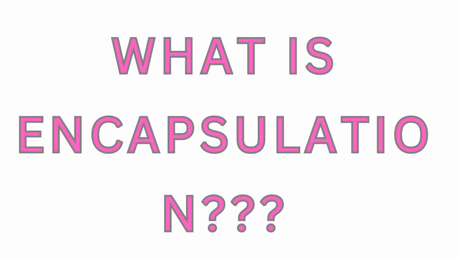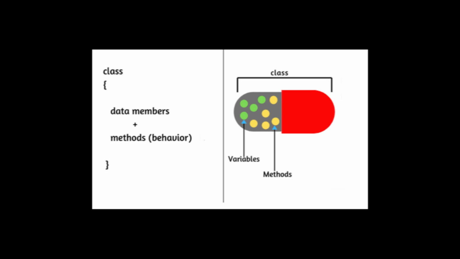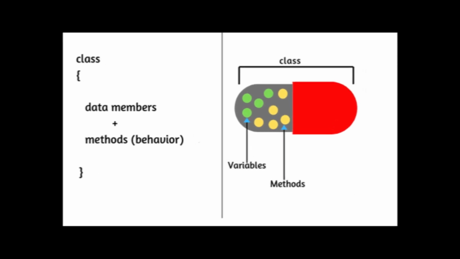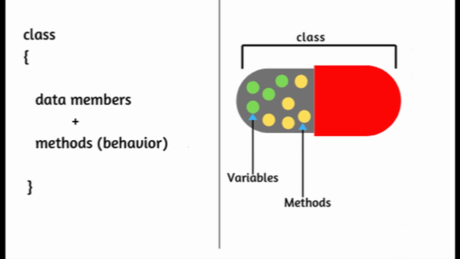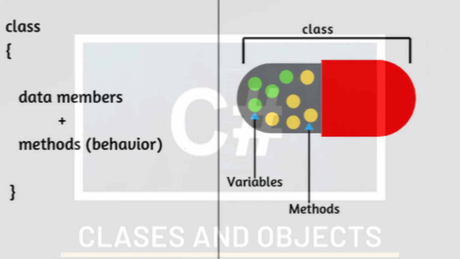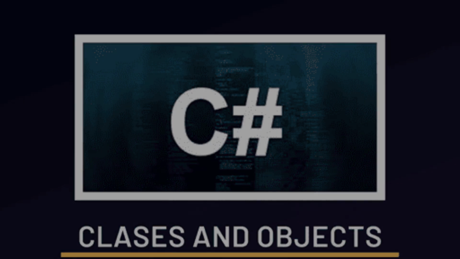What is encapsulation? Objects have properties, variables, and methods, functions, that operate on the data. Encapsulation is the grouping of related variables and functions into objects. As I said a little earlier, the place where we write properties and functions related to objects are classes. And classes in C# are encapsulated by default.